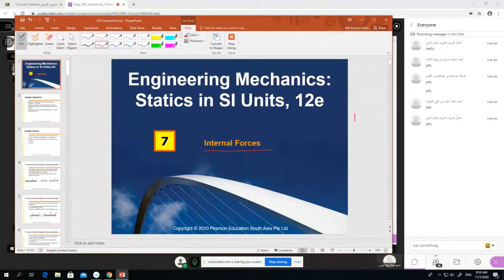So far, for example, we learned about some force working outside of the body. Now, what happens inside the body, inside the member? That is what we are studying now. This is the chapter we are talking about.